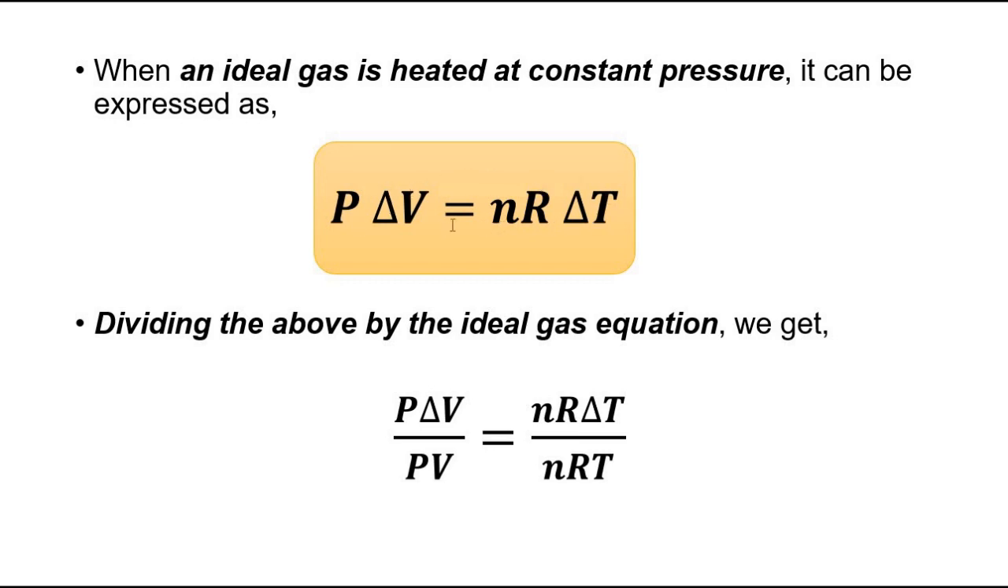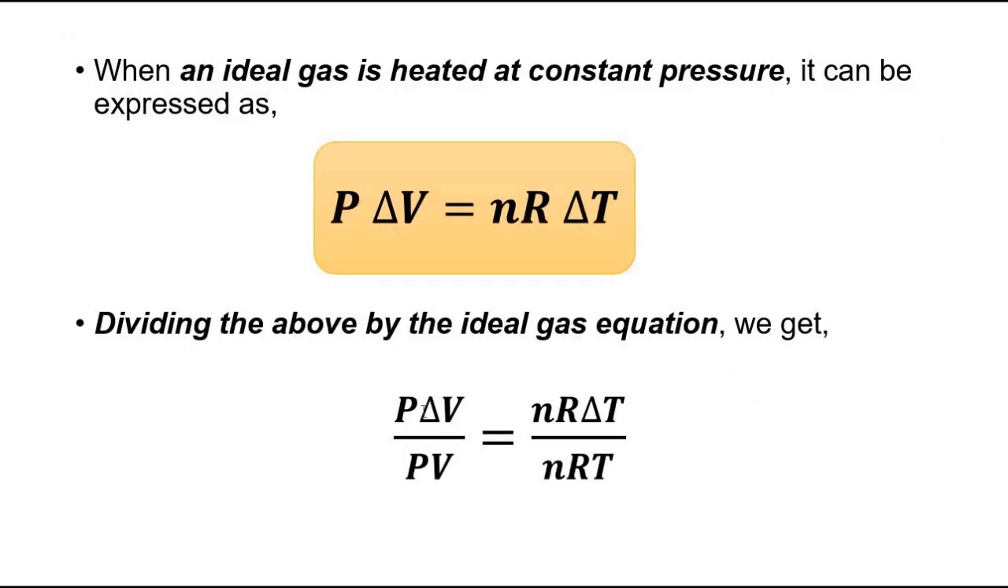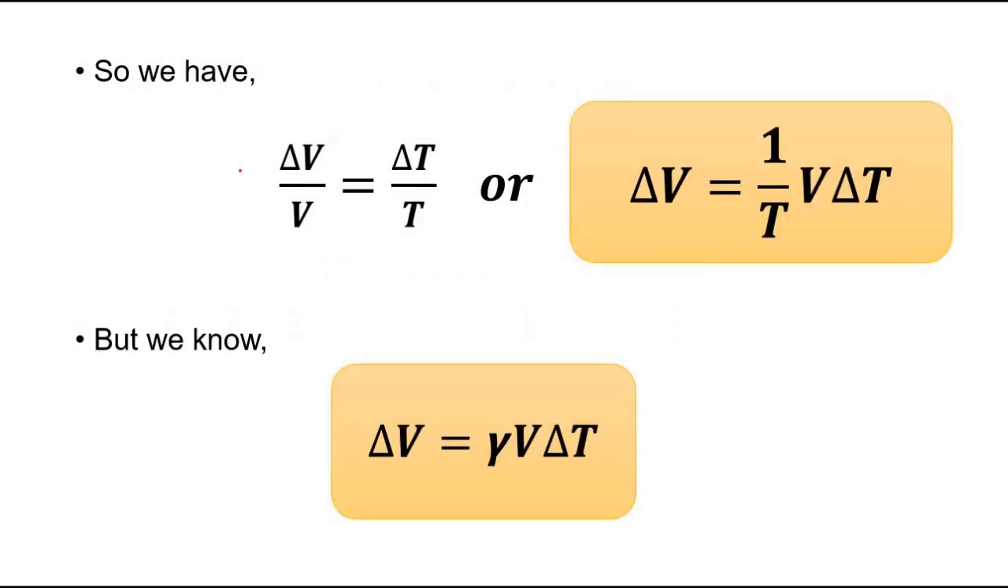Let's say we have the equation P delta V = nR delta T, where pressure is constant. When the gas is heated, there is an increase in temperature by delta T, which causes an increase in volume delta V as per Charles' law. We divide this equation by the ideal gas equation, PV = nRT. That gives us P delta V by PV = nR delta T by nRT. The P will cancel in the numerator and denominator, and nR cancels as well. So we are left with delta V by V = delta T by T.